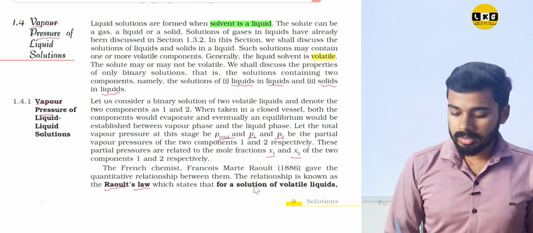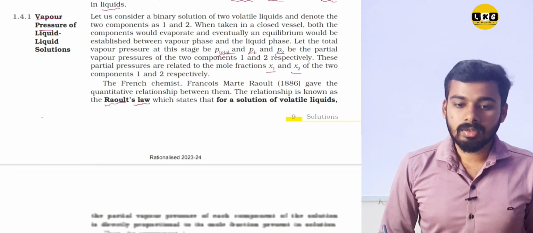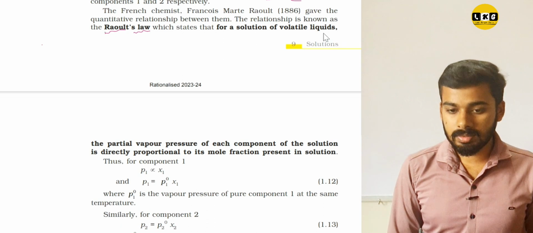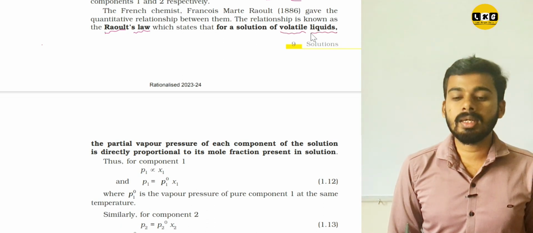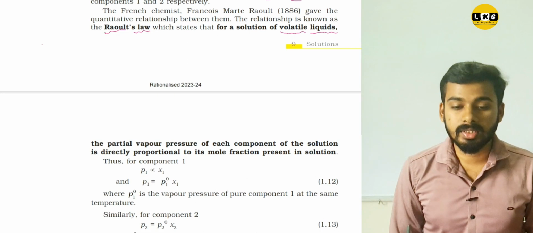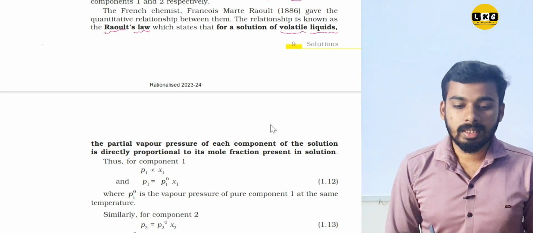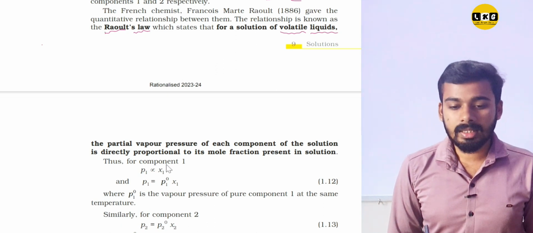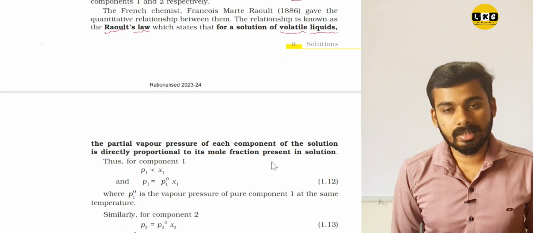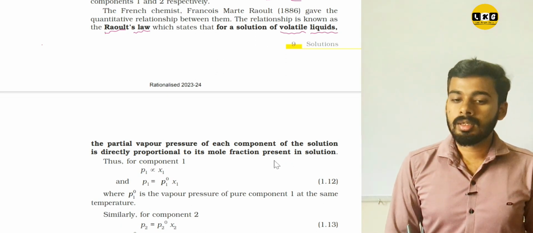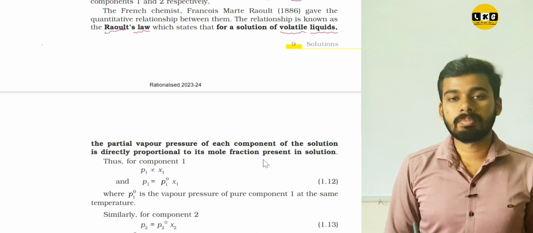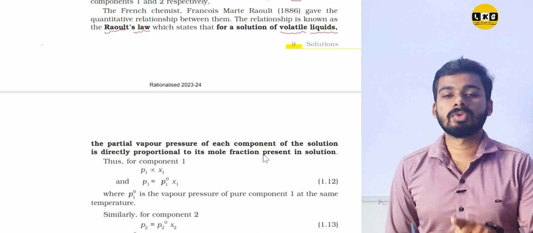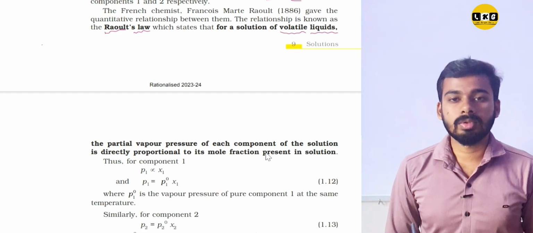According to Raoult's law, who was the first scientist to observe these behaviors of liquid solutions, he gave an explanation which is known as Raoult's law, and it states that for a solution of volatile liquids, a solution which contains two volatile components, the partial vapor pressure of each component of the solution is directly proportional to its mole fraction in the solution. I repeat, the partial vapor pressure of each component in a solution is directly proportional to the mole fraction of that component in the solution.